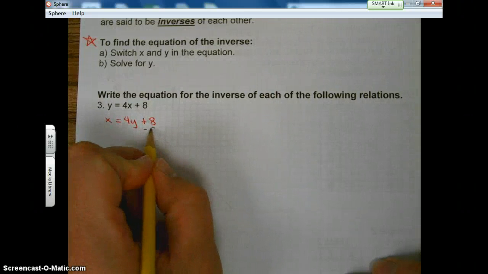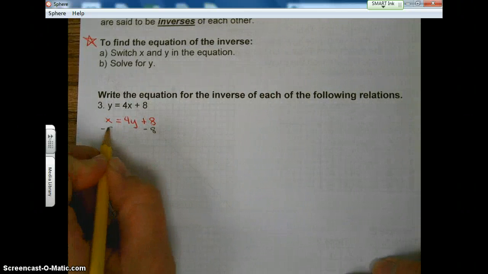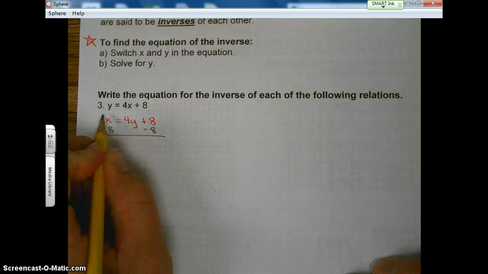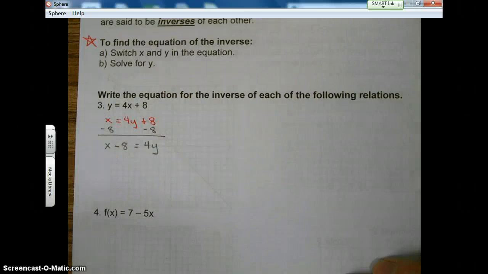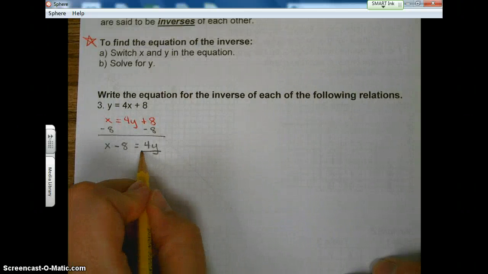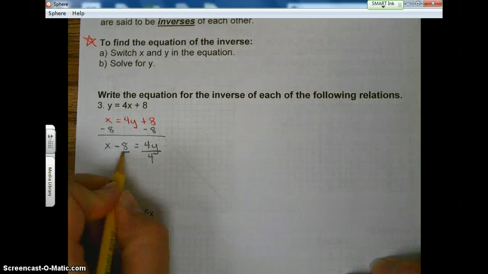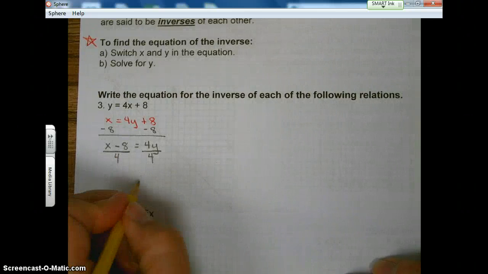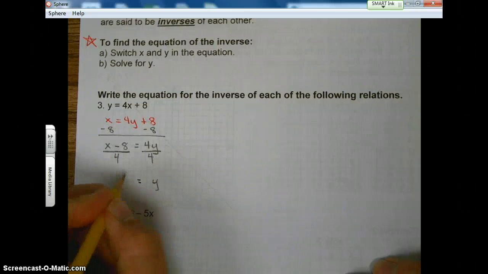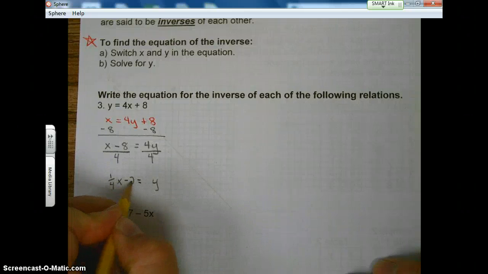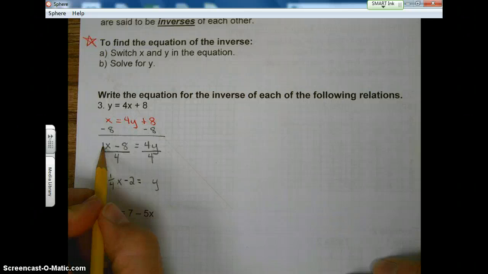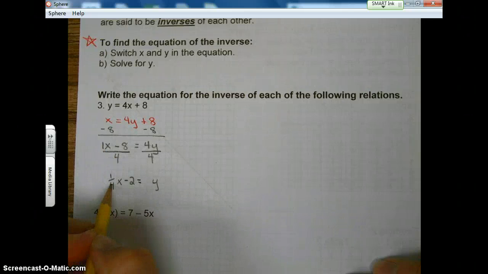So we're going to go ahead and isolate the y by subtracting 8 on both sides. We get x minus 8 equals 4y. Then we undo multiplying with dividing. So we're going to divide both sides by 4. So we get 1/4 x minus 2. Because this is a 1, 1 over 4 is 1/4. 8 over 4 is 2.